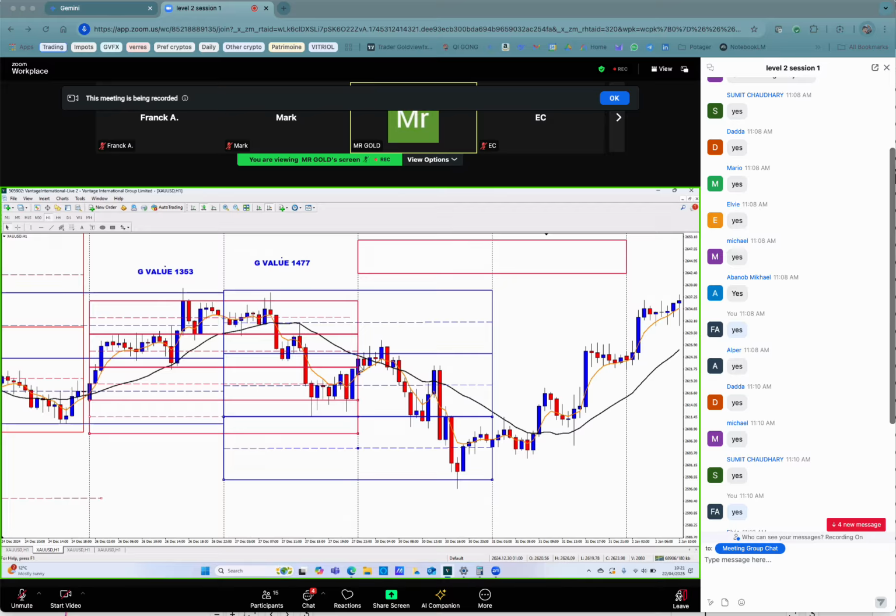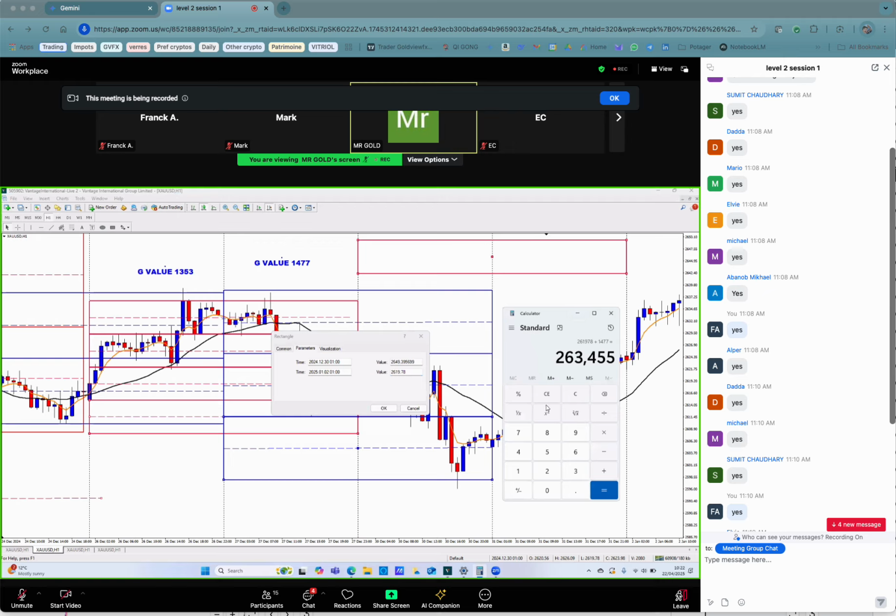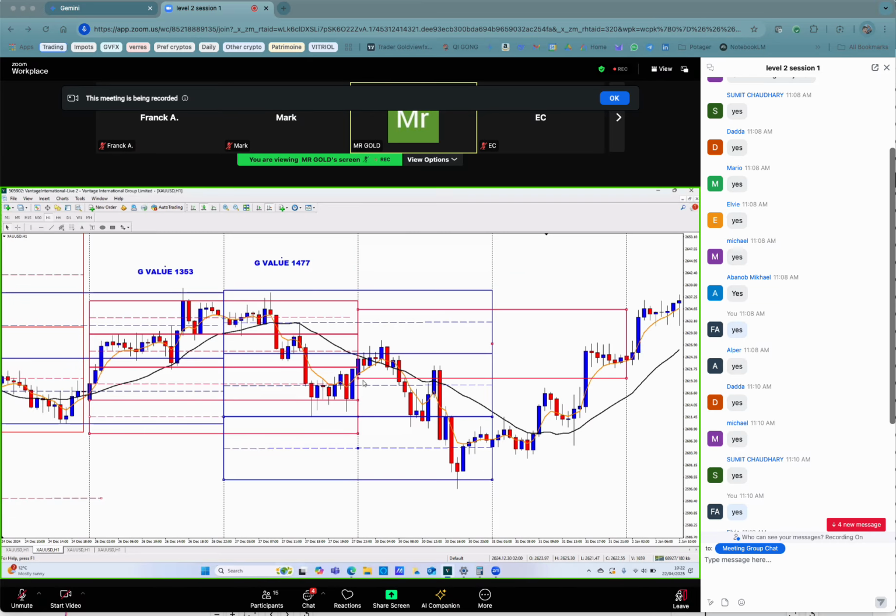So the low is 2619.78. So I'll put that in there. 2619.78, put that in my calculator. 2619.78 and plus, because I'm going up, bullish boxes, plus the G value. So the previous day's G value, 1477, gives me a value of 2634.55, which I'm going to put on the top part here. 2634.55. Press OK. And I've got my first box here.